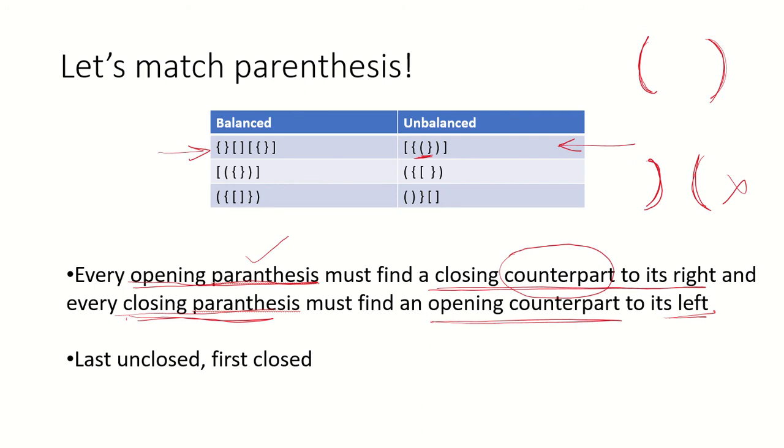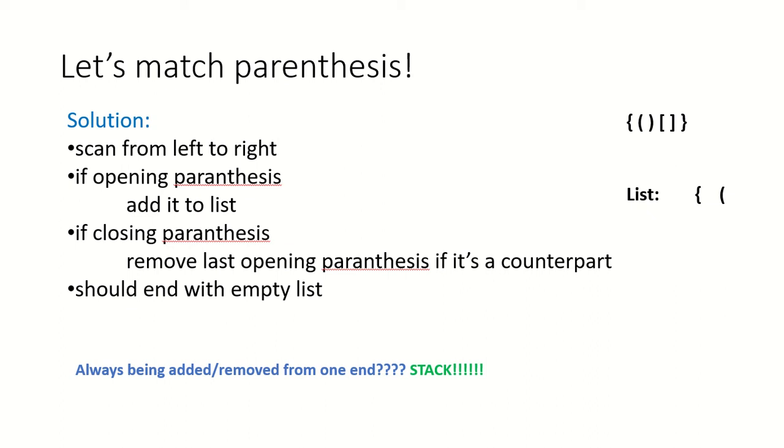Also, the next rule is that the last bracket which was unclosed has to be closed first. So if we have a last bracket of type round which was opened last, then it should be the one which should be closed first, and it should be the same counterpart, a similar type of bracket, not a different type. So let's see what is the solution.